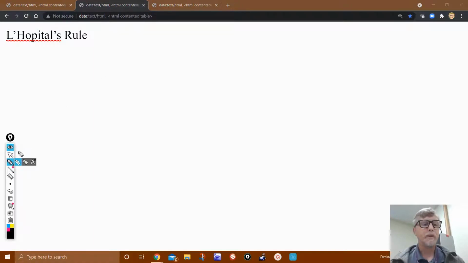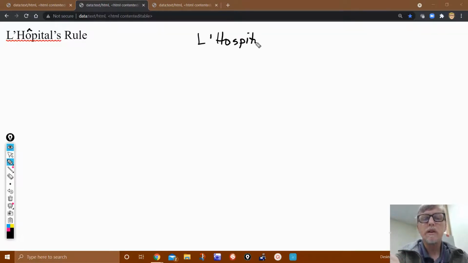And L'Hopital, sometimes you'll see this with a little caret over the O, and sometimes it's spelled with an S. So I think one of these is a French spelling and the other one is an English spelling. I'm not really sure. The S is silent, though. It's pronounced L'Hopital, okay?